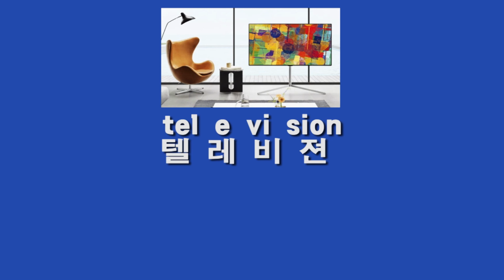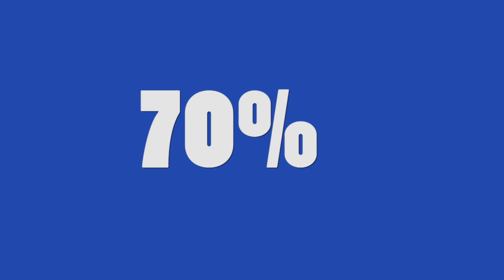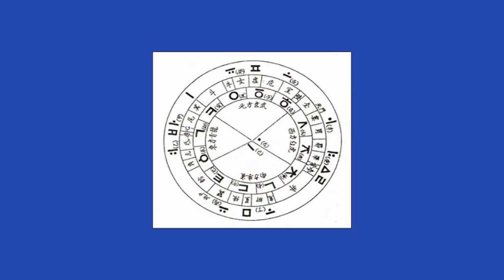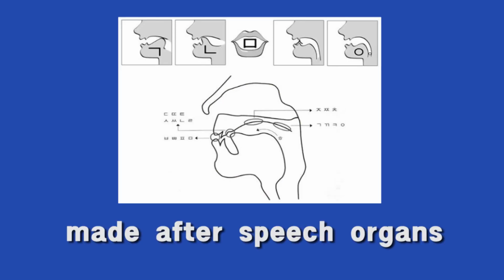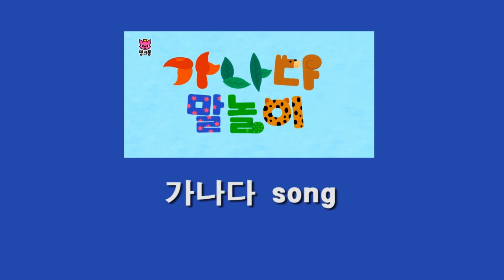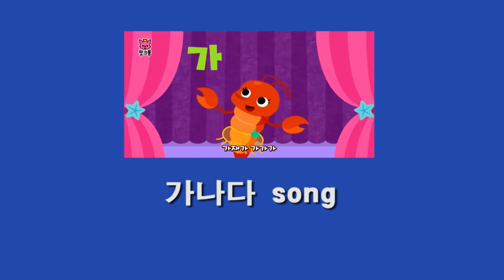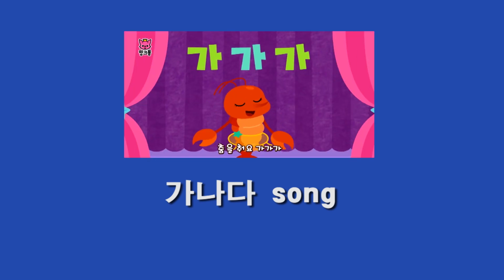If you have followed up to here, now you have learned 70% of Hangeul. Hangeul was created in a very scientific way, so each letter represents a sound made after the speech organs. So if you study the phonics of the consonants, you will understand it. It is very easy to memorize. If you want to memorize the consonants very easily, I'll put them to the Canada song. It's a song that kids sing, just like an ABC song. If you just sing along, it'll be very easy to memorize all the phonics. I'll put the link in the description.